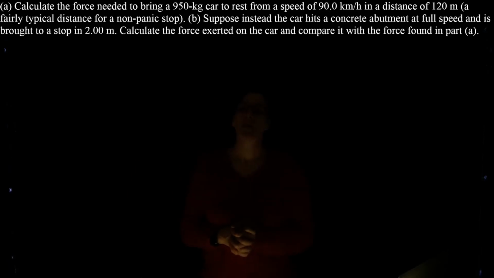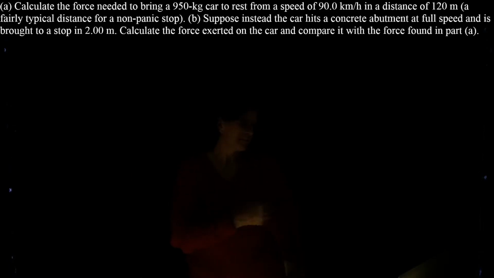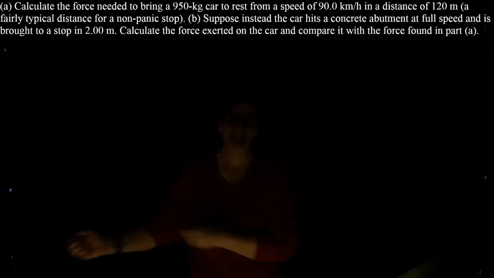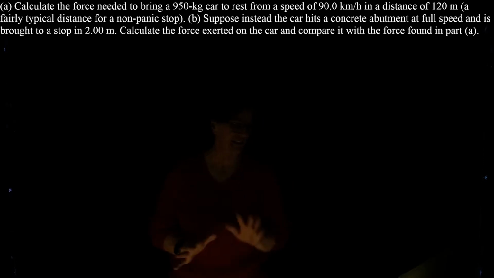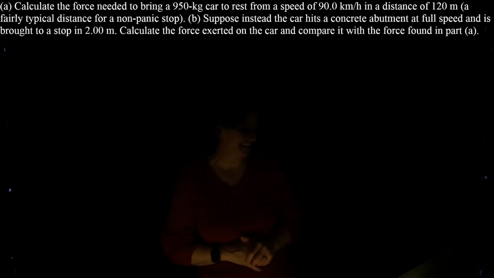Okay, so this problem reads, part A, calculate the force needed to bring a 950 kilogram car to rest from a speed of 90 kilometers per hour in a distance of 120 meters. So this is a typical distance for a non-panicking stop.